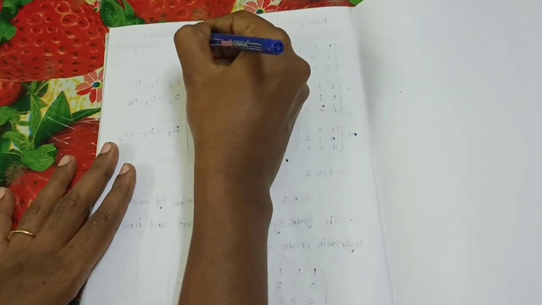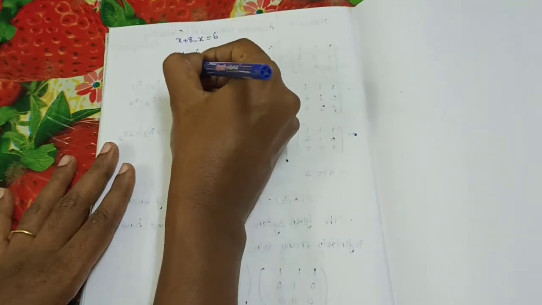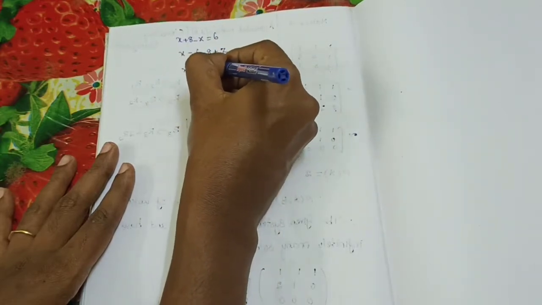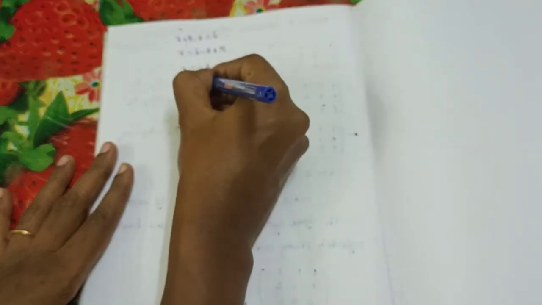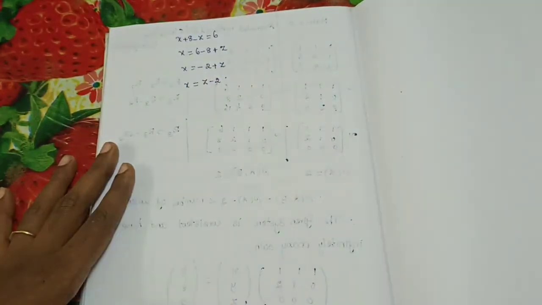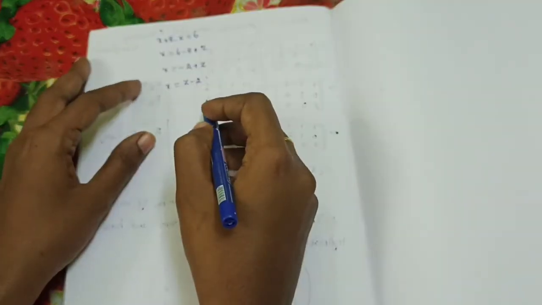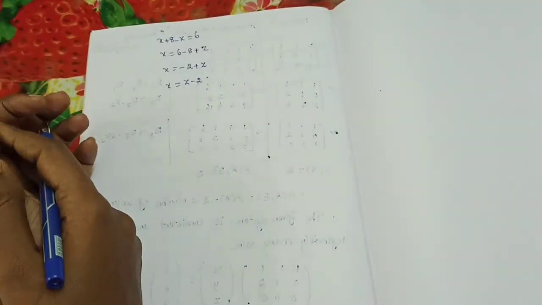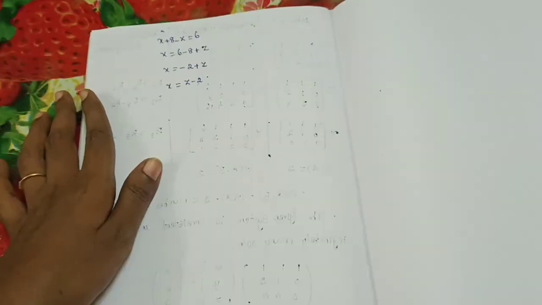x is equal to 6, bring this 8 to the other side, 6 minus 8, and minus z will change as plus z. So x is equal to minus 2 plus z, correct? We can write x is equal to z minus 2, okay? x is equal to z minus 2, okay?